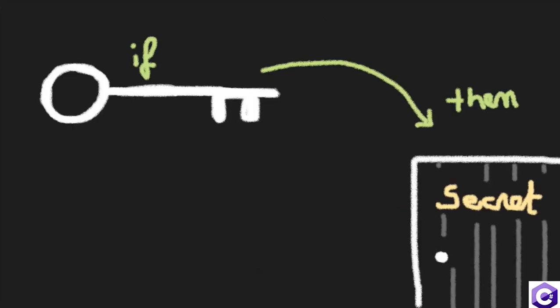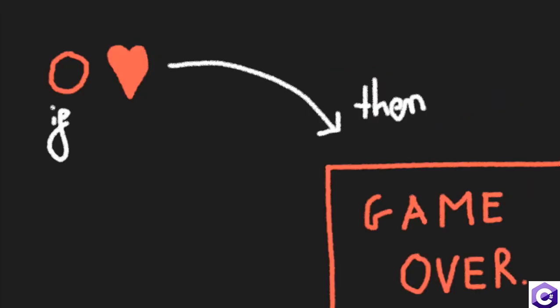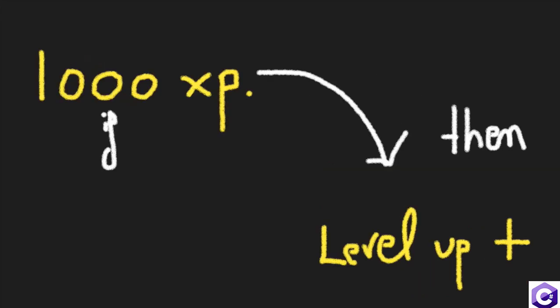For example, if you've got a special key, then you can enter this room, or maybe if you've got 0 health, then you want to show a lose screen, or maybe if you've got more than 1000 experience points, then you can level up your character. There are hundreds and hundreds of scenarios where you'll need to use conditions inside of your game. That is why this is one of the most important topics in game development.